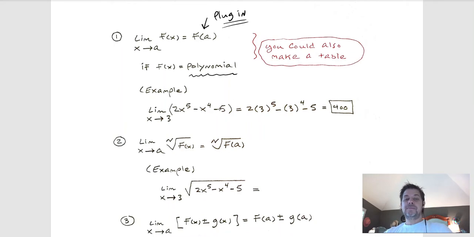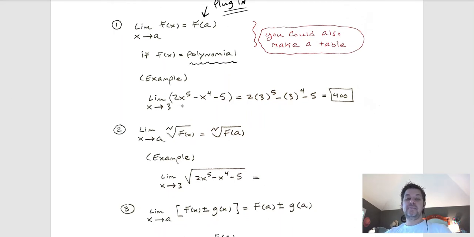So this one says, what's the limit as x approaches 3? Now that's a polynomial. A polynomial is a function such that all the x's have positive whole number powers. Like all the powers for the x are 1, 2, 3, 4, 5, 6, and so on. So the limit as x approaches 3 for 2x to the 5th power minus x to the 4th minus 5. Now that rule said that I could make a table, and I did show you how in earlier videos, but the rule says we can just plug that 3 in, and that would be a lot easier.